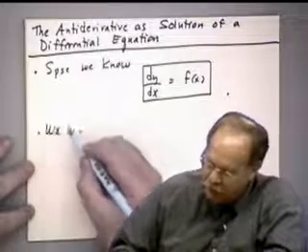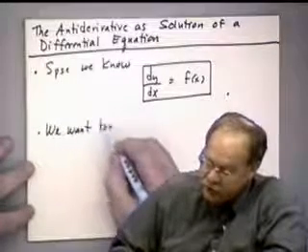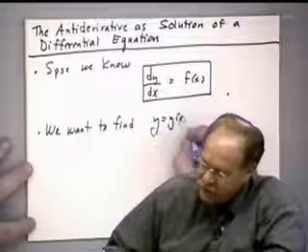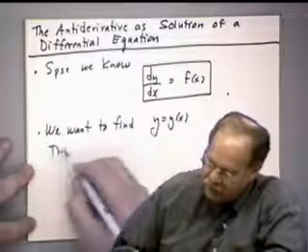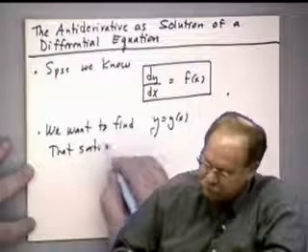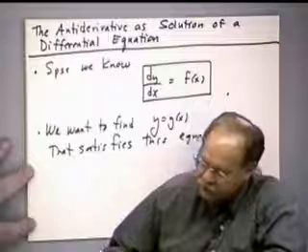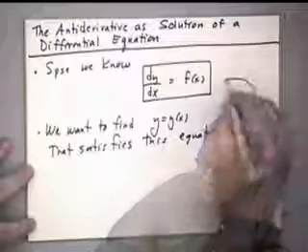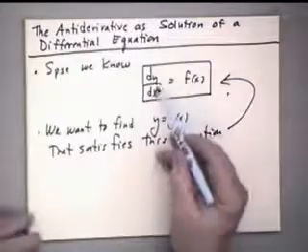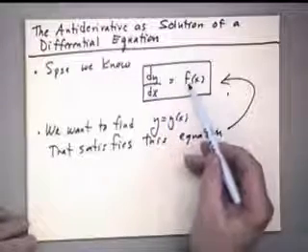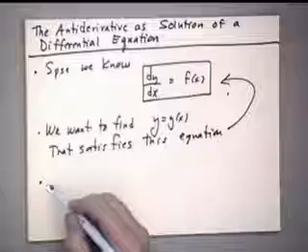And what we want to do here is we want to find the curve y, which is y of x, that satisfies this equation here. So we have something that tells us what the derivative is, and we want to find the function whose derivative this is. So that is our goal.